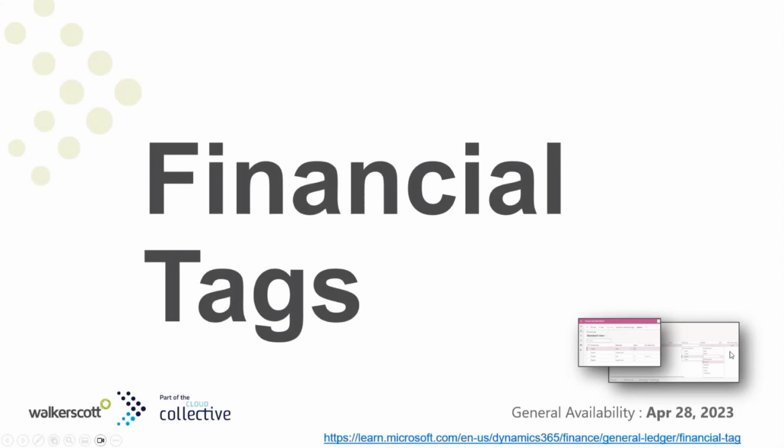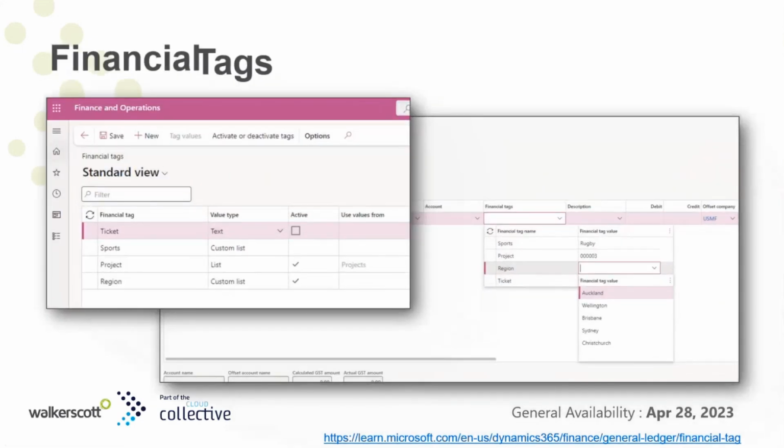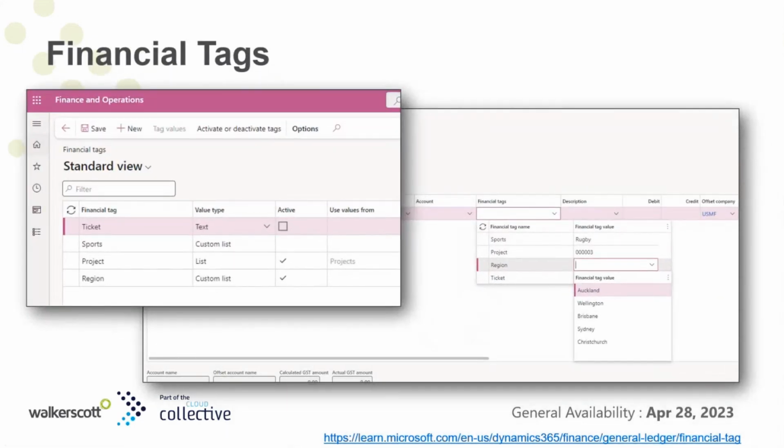Moving on to financial tags. Financial tags have been around for a little while now. They've been available since April 28th. And financial tags, for those finance people on the call, are very similar to financial dimensions. This is another mechanism where you can tag transactions with information, but they work in a slightly different way to financial dimensions and provide a little bit more flexibility and less validation, which I'll come to shortly.